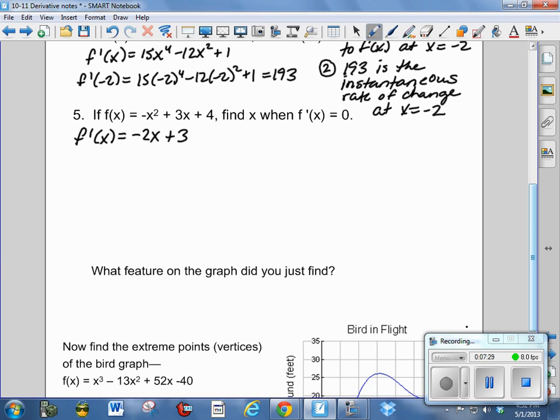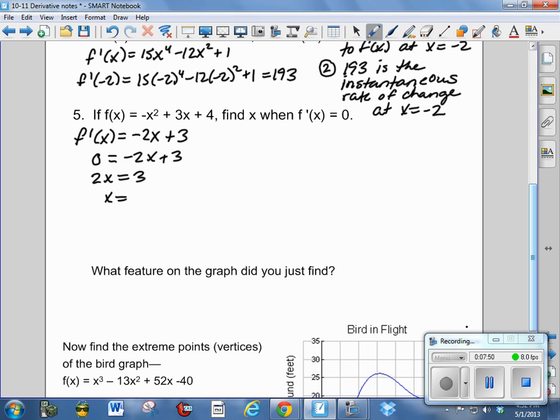And you say, that's easy, that's 3. No, it's not 3, because what you just found was f prime of 0. I didn't say put 0 into the function. I said set the function equal to 0. In other words, I want to say 0 equals negative 2x plus 3. So 2x is equal to 3, x is equal to 3 halves.